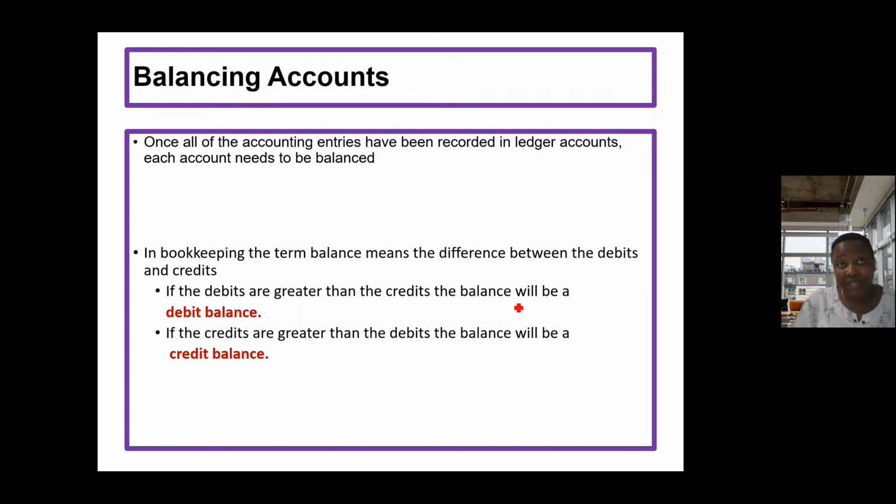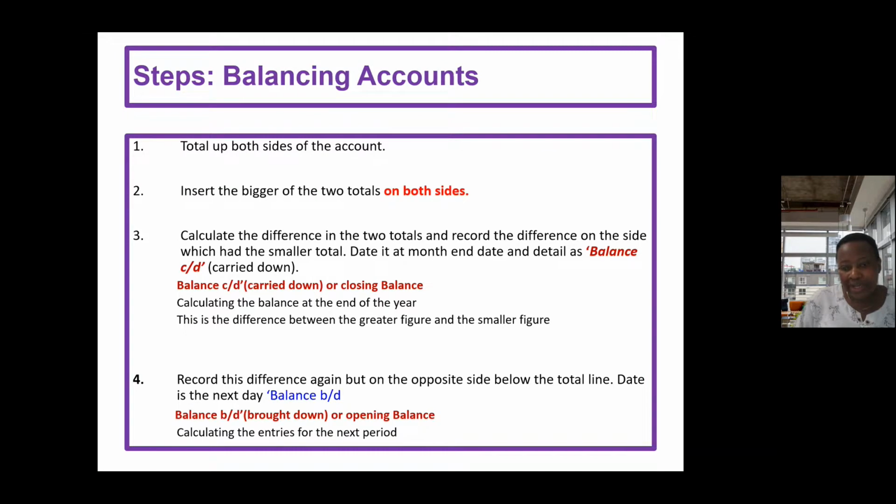So if the debit is greater than the credit, we would have a debit balance, and if the credit is the one that is greater than the debit, we would have a credit balance. Let's look at that as we go on. If your debit side is greater than your credit side, you'd have a debit balance, but the balance you put on the other side, we'll call a balance carried down.